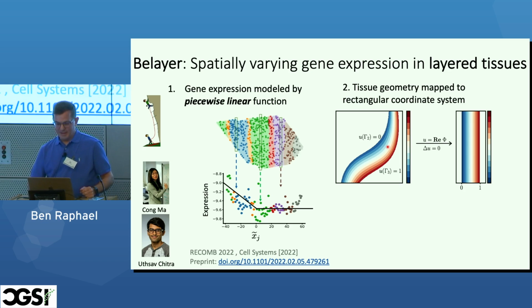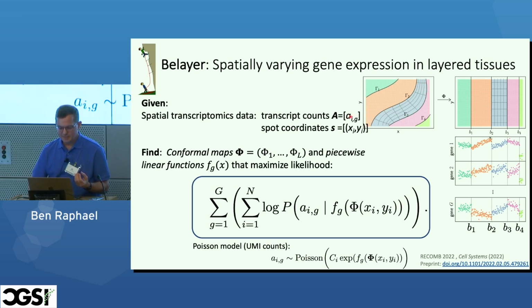Okay, so putting it all together, if I just give you data and we want to fit this model, then we have to do two things. My data comes in the form of transcript counts with corresponding spatial locations. Then I'm going to find these maps that transform the geometry to this axis-aligned geometry, and simultaneously find the piecewise linear functions that maximize the likelihood of observing the data. You can use whatever model you want here for modeling the transcript counts. We used a Poisson model to model the transcript counts as a function of this spatial coordinate.